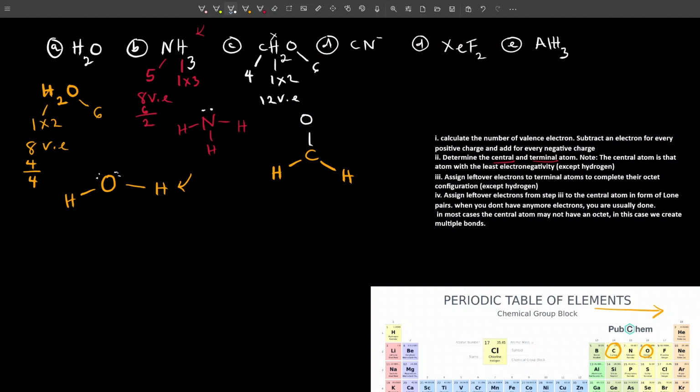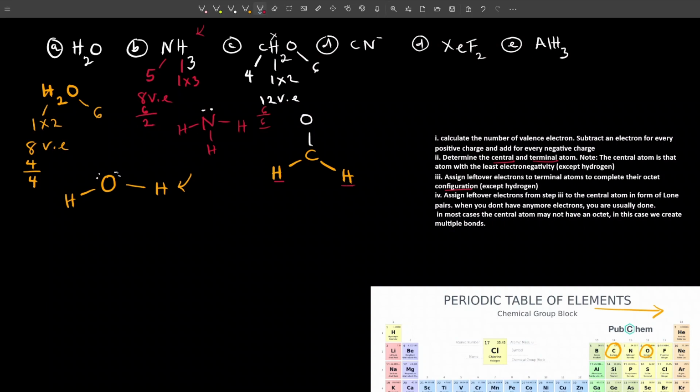Okay, so that's that. I told you earlier that every bond you see represents or contains 2 electrons. So there are 2 electrons here, 2 here, and 2 here. That's a total of 6 electrons. So removing 6 from 12, we'll be having a total of 6 remaining. Okay, so the next step says you should assign leftover electrons to the terminal atoms in order to complete that octet configuration, right?